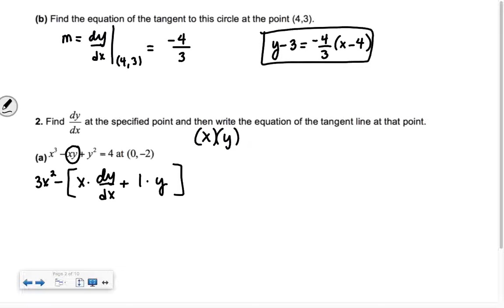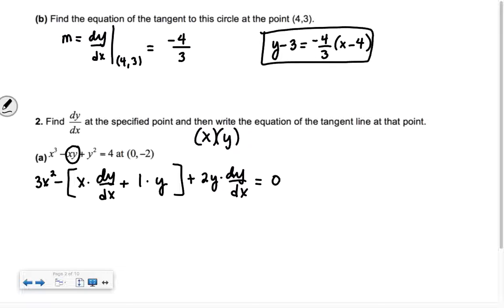Then we have the next part. So plus, the derivative of y squared is 2y. It was a y term, so I do dy over dx, just like it was an f of x. f of x squared is 2 f of x, f prime of x. And then equals 0. Like that. Well, what's the derivative of 4? 0. So you take the derivative of everything.